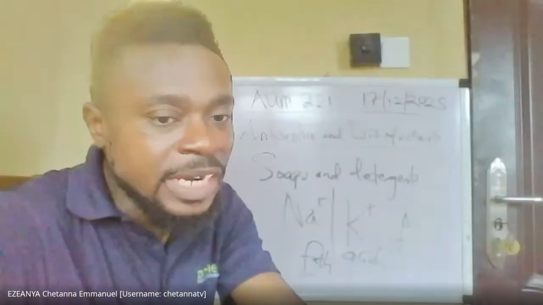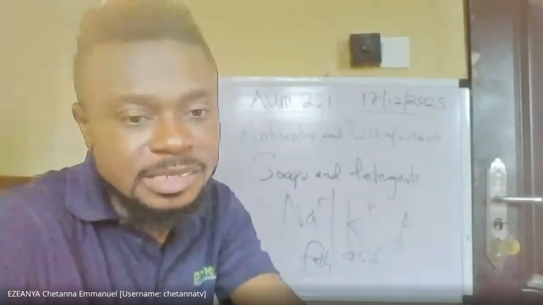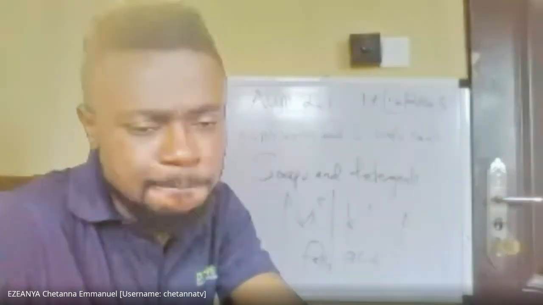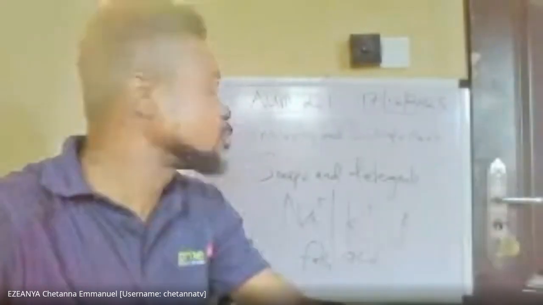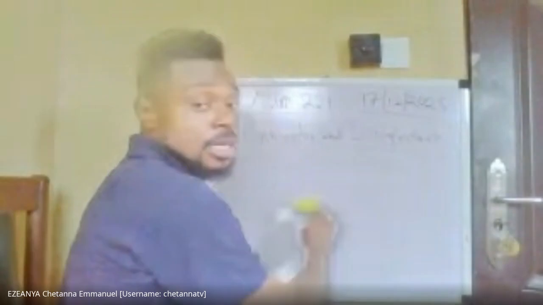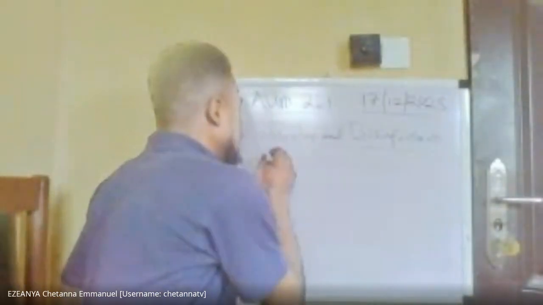Then we have quaternary ammonium compounds. These are cationic surfactants. They also have germicidal properties. Now the next group is alcohol. This is where your isopropyl alcohol comes in, isopropanol and ethanol.